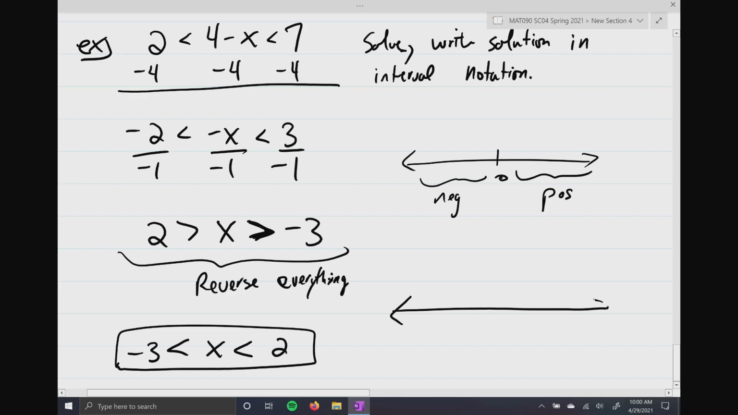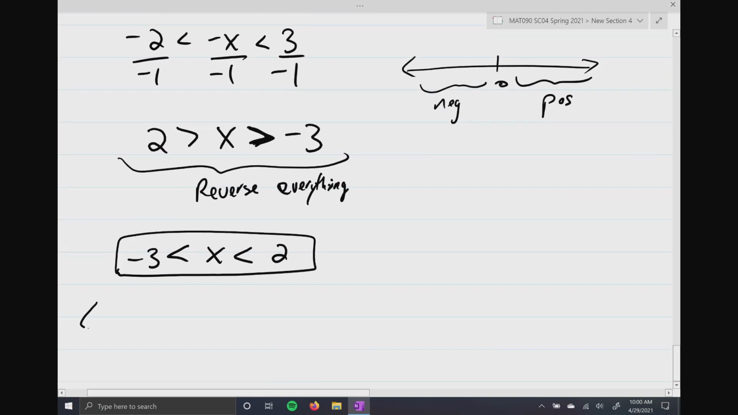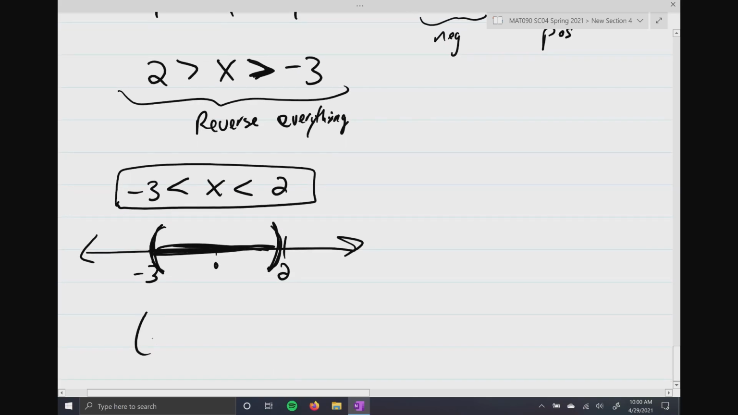I will go ahead and graph. I'll do it directly underneath. I'll keep it consistent. There's my -3. There's my 2. Put a little 0 in between. And we just shade everything in the middle. So my interval notation is staring me in the face. All right. Any questions? Okay, good. All right.